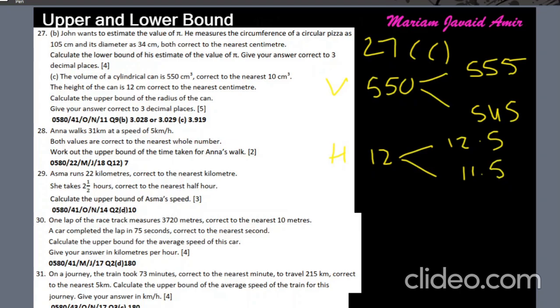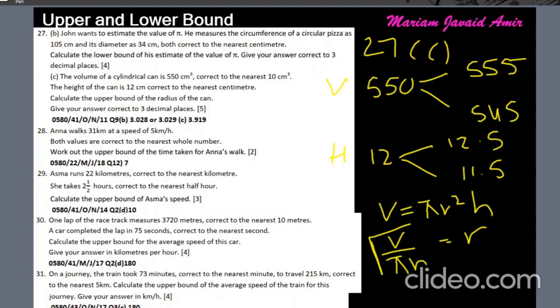Calculate the upper bound for the radius of the can. Alright, so volume for a can is pi r square h. Now we need the height. So to find the radius, we'll take 4 and pi and h to the other side. This will become r square, then we'll take under root. Now we need the upper bound for the radius of the can. So to find the upper value here, we'll take the upper value in the numerator and lower value in the denominator. Okay, so now we substitute the values.